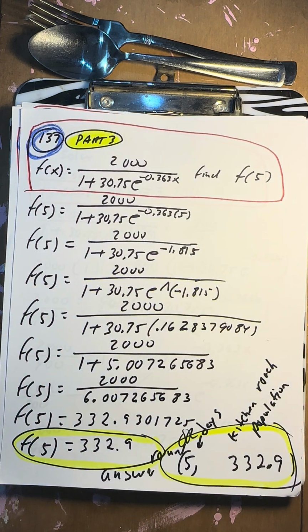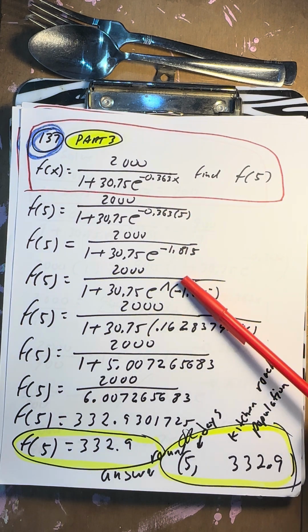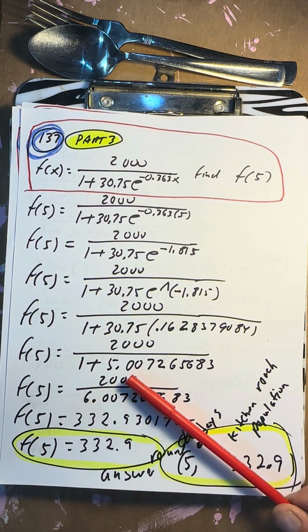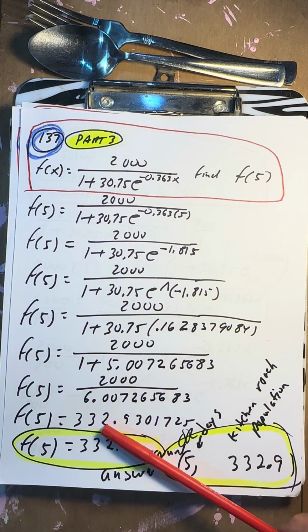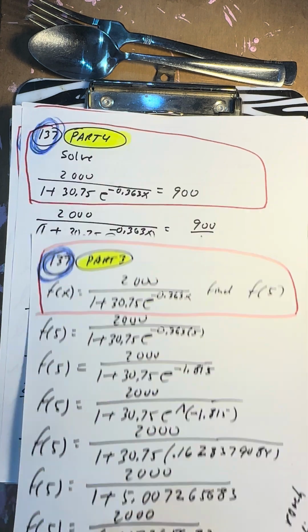All right. So now what happens? 5 days later, what's going to happen? F of 5. So put 5 times this. This number, e to the power of that, is this. So this times this is this number. So we have 5 plus that, which is 6 point something. Divide those two numbers and it's 332. So after 5 days, there's going to be 332.9 kitchen roaches in the microwave.